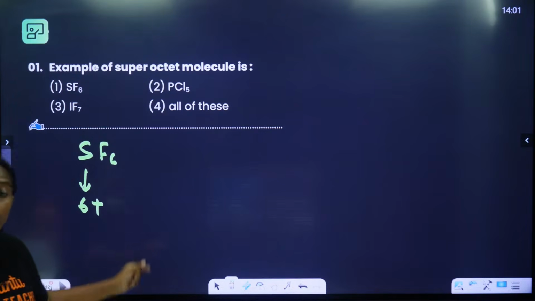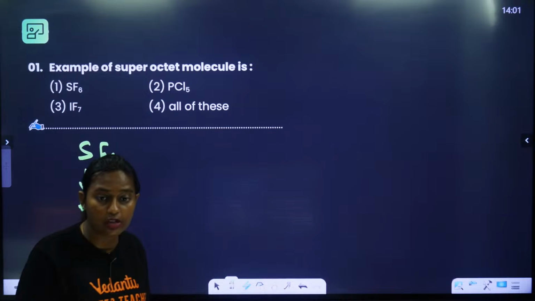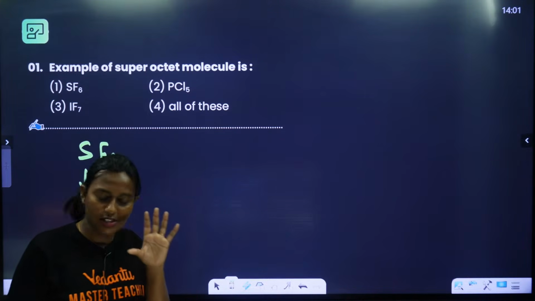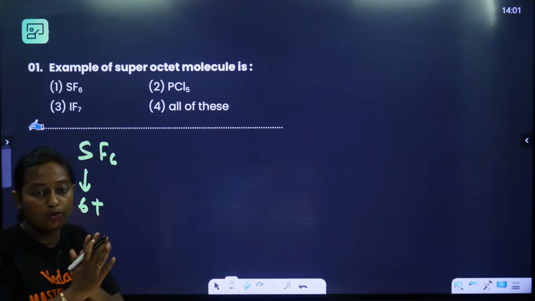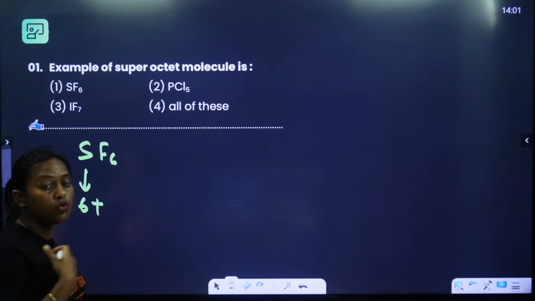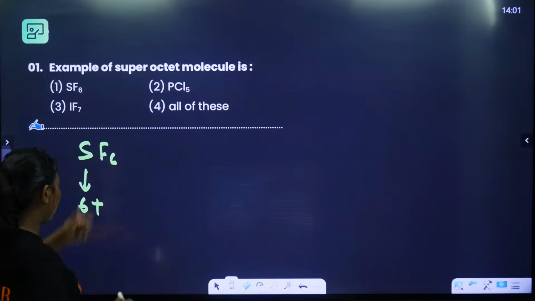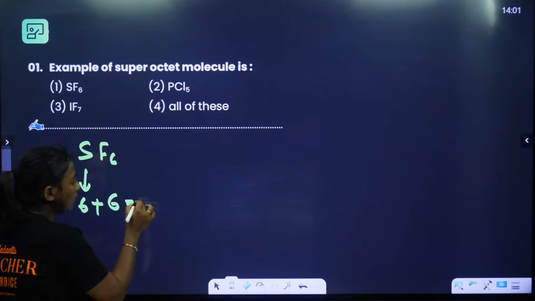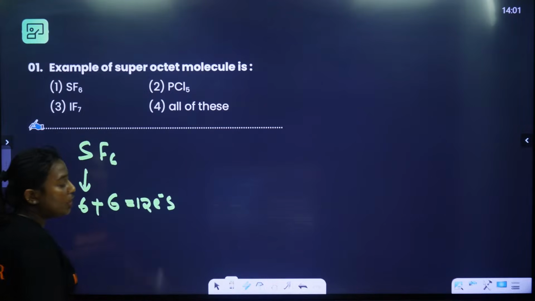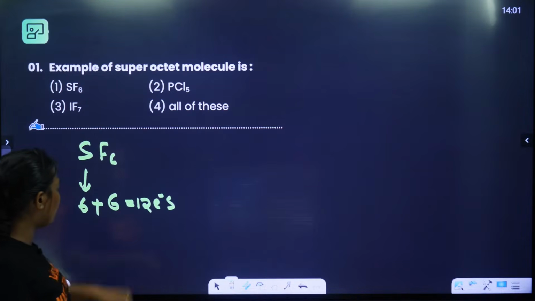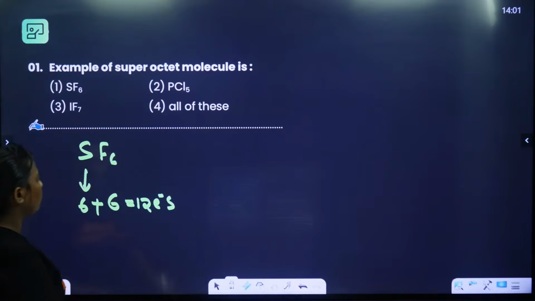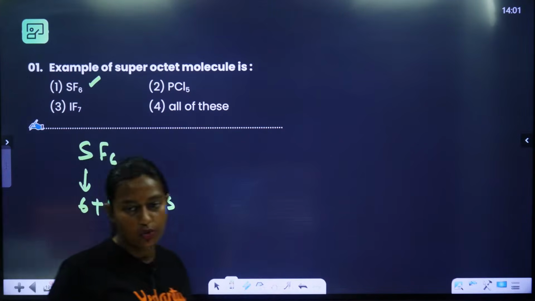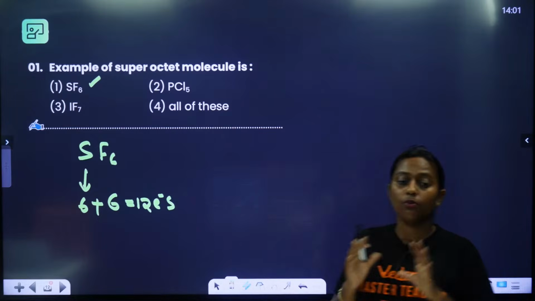So 6 fluorine atoms will give 6 electrons to sulfur to share, and sulfur will also give 6 electrons to fluorine. It's a mutual sharing. So sulfur will get another 6 electrons from fluorine. Now a total of 12 electrons are there, which is more than 8 electrons. The outermost shell of sulfur contains more than 8 electrons.